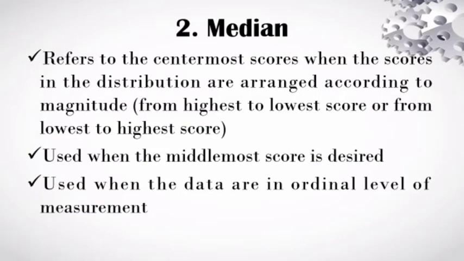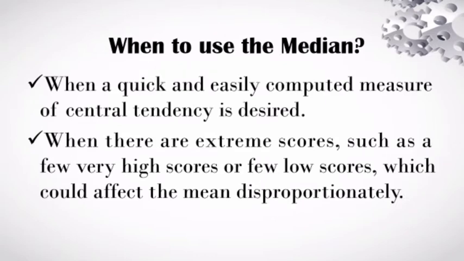So next is median. Median refers to the centermost score when the scores in a distribution are arranged according to magnitude. If we say magnitude, it is arranged from highest to lowest or from lowest to highest. It is also used when the middlemost score is desired and when the data are in ordinal level of measurement. When to use the median?